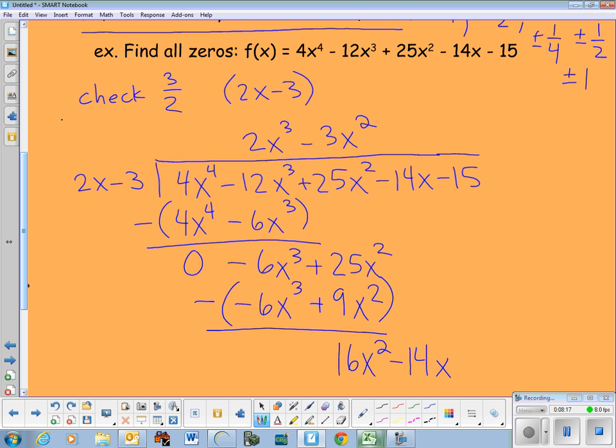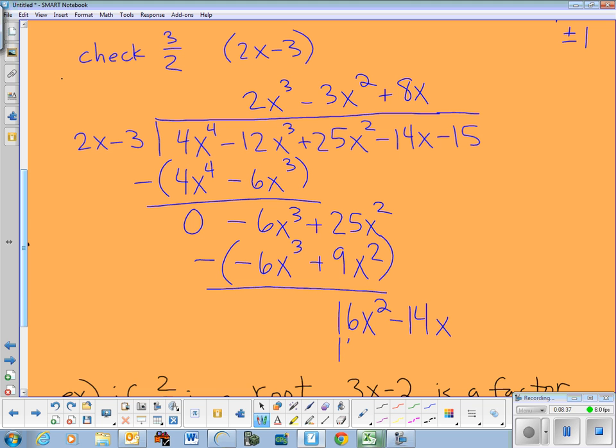Drop the 14x. I need to multiply 2x. Notice when I'm asking myself, what do I need to multiply by? I don't care about the minus 3. I just care about the 2x. I need to multiply 2x by 8x to get 16x squared. I'm going to put that 8x up top. 16x squared minus 24x gives me, let's see, negative 14 plus 24 gives me 10x.